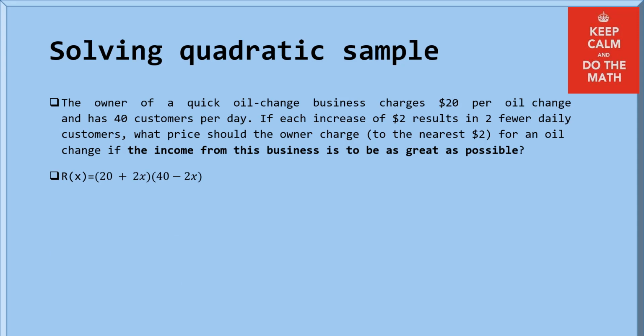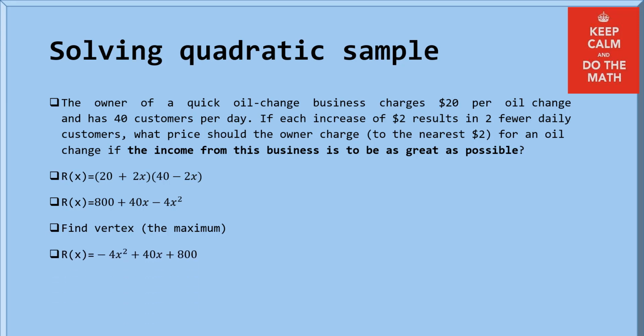So the revenue for this is to take the price, 20 plus 2x, multiplied by the customers, 40 minus 2x. We're going to multiply that out, and we get 800 plus 40x minus 4x squared. So, since it's talking about the income from this business is to be as great as possible, that means I'm going to find the vertex, in other words, the maximum in this case.